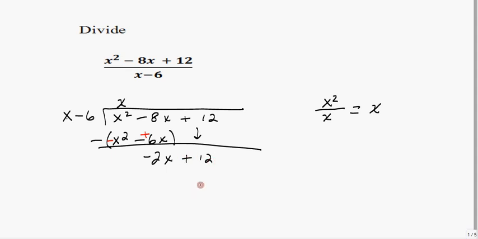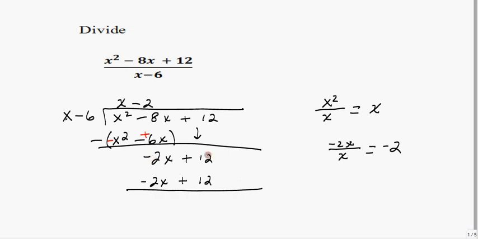We start this whole thing over again by taking this x and divide it into a negative 2x. In other words, negative 2x divided by x. Well, when you do that, the x's cancel. You're left with a negative 2. So we put a negative 2 up here. So now we have x minus 2 there. And then we multiply the negative 2 times x minus 6. All right, negative 2 times x is negative 2x. Negative 2 times negative 6 is a positive 12.